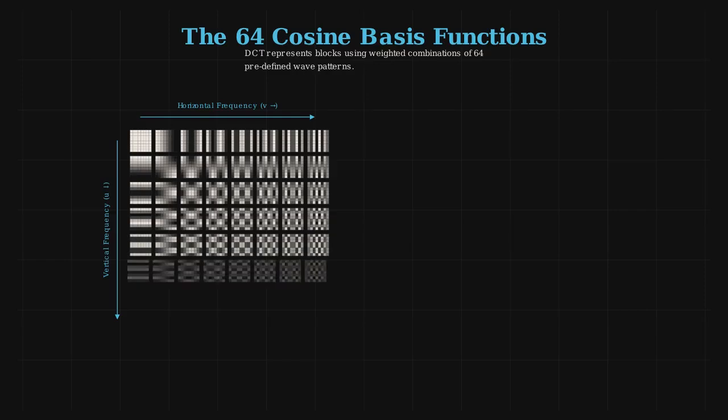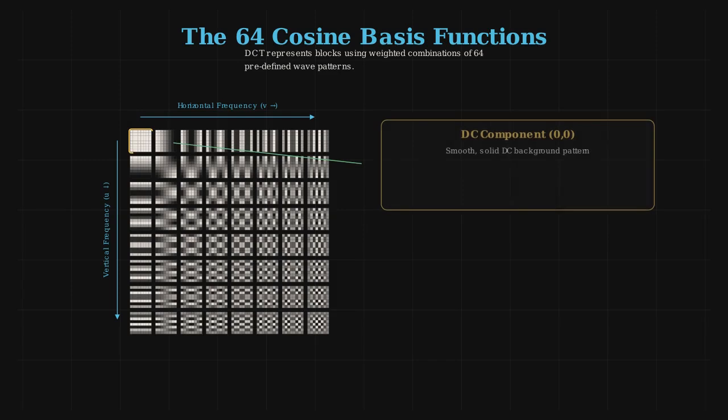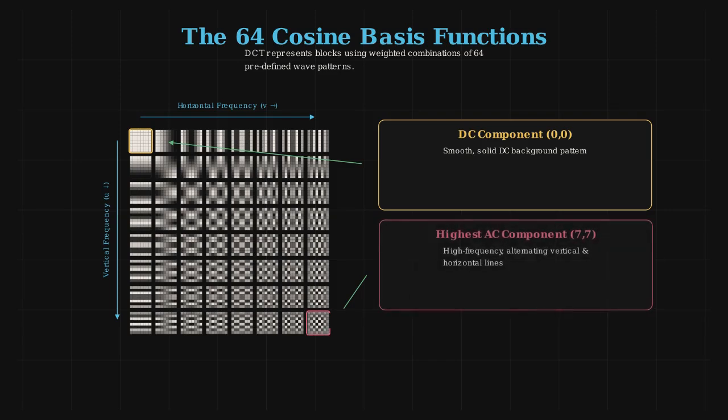by stacking 64 basic patterns of waves, each multiplied by a specific coefficient. Low-frequency patterns are smooth gradients, while high-frequency patterns are sharp, rapid zebra stripe changes. By assigning a weight to each wave, we can perfectly reconstruct any pattern.